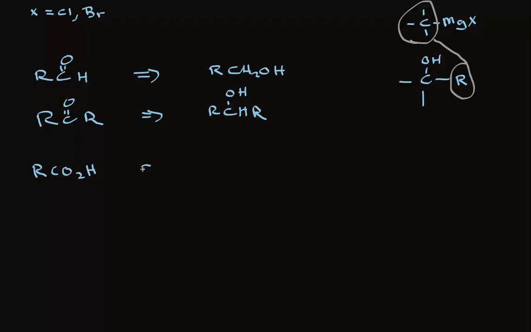Carboxylic acids come from primary alcohols. We haven't learned the chemistry of carboxylic acids yet, but I can tell you that there are several products we make from carboxylic acids, so this will become important as we learn more chemistry.